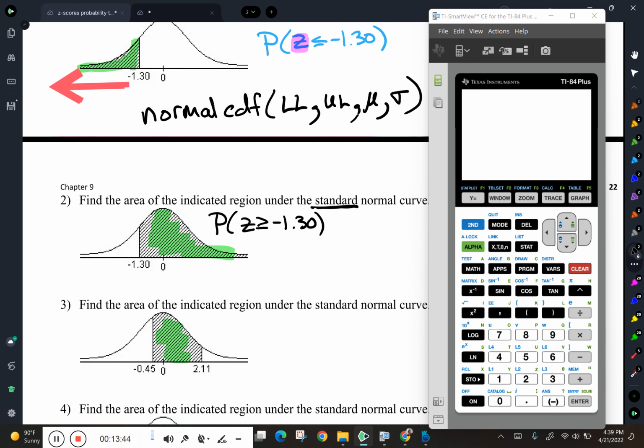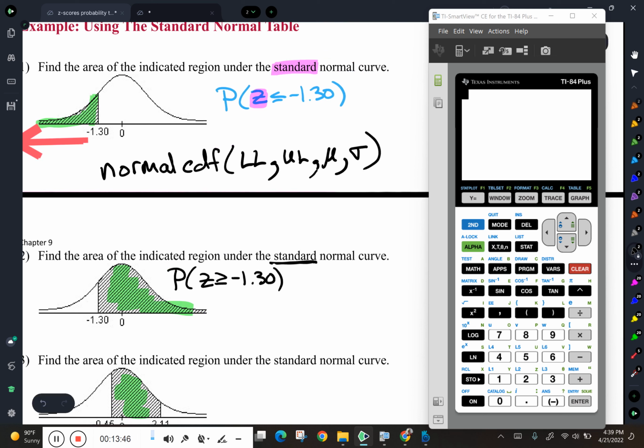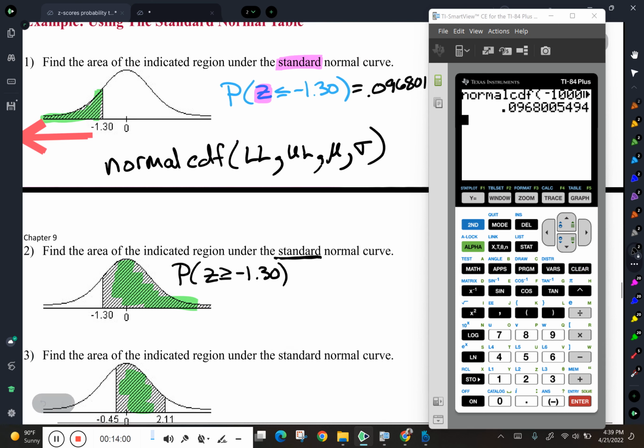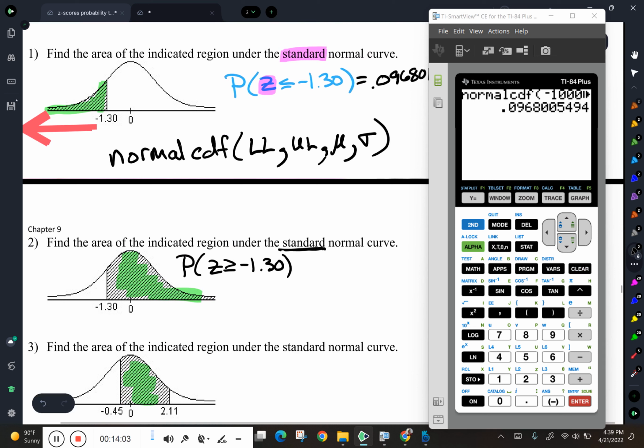Now, just for fun, this was 0.09 something. I forget now. 0.096801 rounded. Those are complements, aren't they? So the answer should be 1 minus that. So my answer should be 0.9031994506 or something like that.